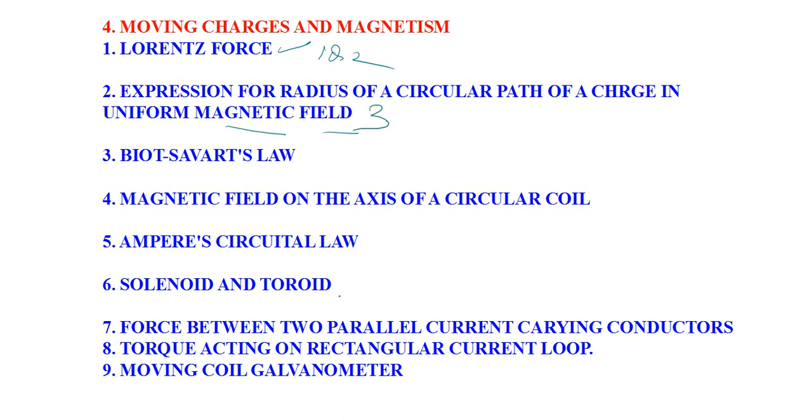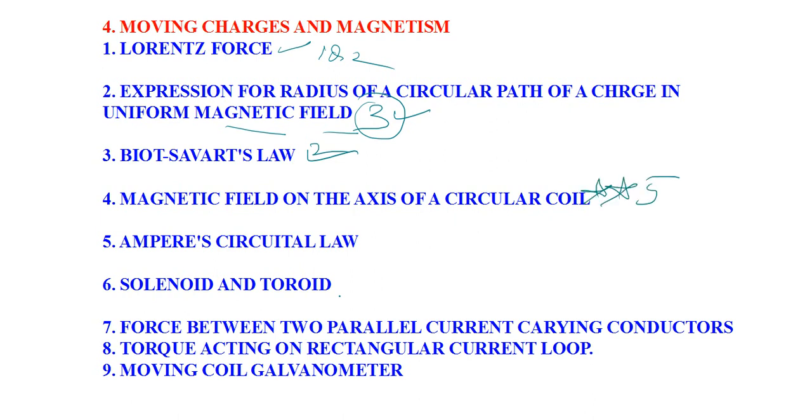Definitely, I recommend it's for 3 marks, not for 2 marks. And the 2 mark question is: what is Biot-Savart law? The next question is the magnetic field on the axis of a circular coil. Dear students, this is very important. Don't leave this. This is for 5 marks.